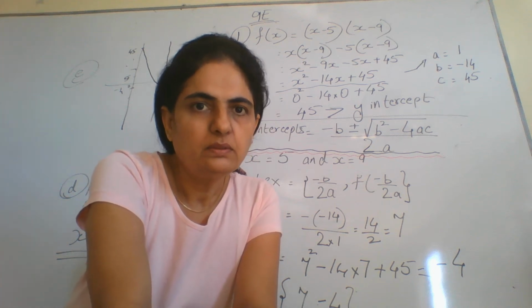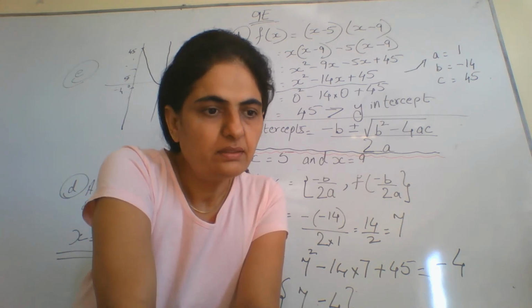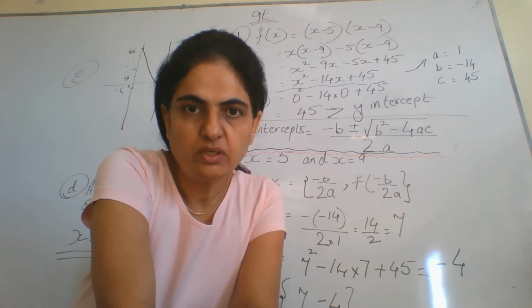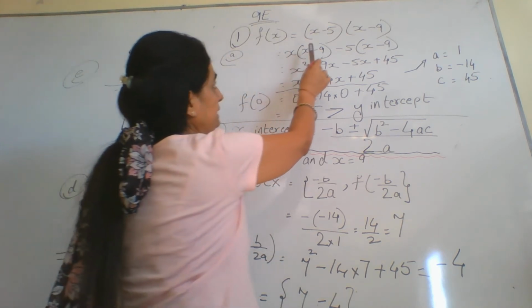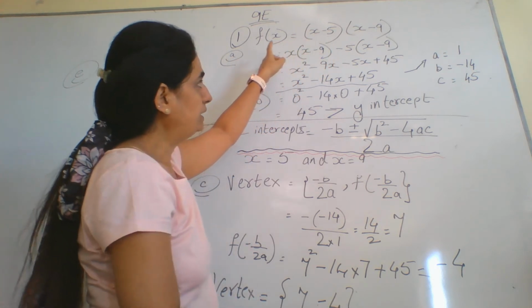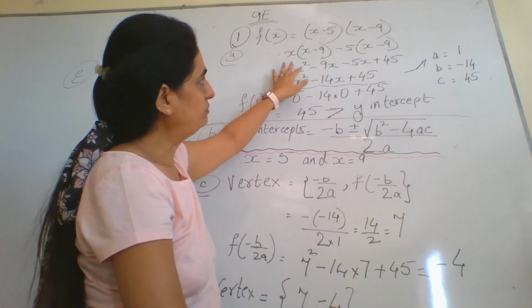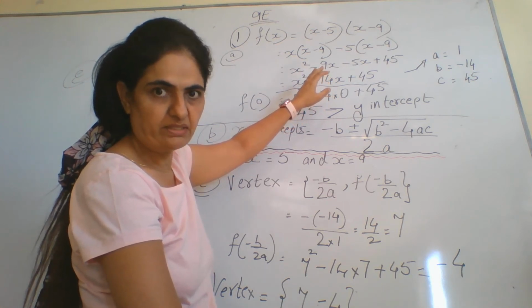Okay, so this is a sum from 9e, the first one, where an equation for the quadratic model is given as written here. f(x) is equal to (x minus 5)(x minus 9). Now to find the y-intercept, we first write this in ax squared plus bx plus c form.